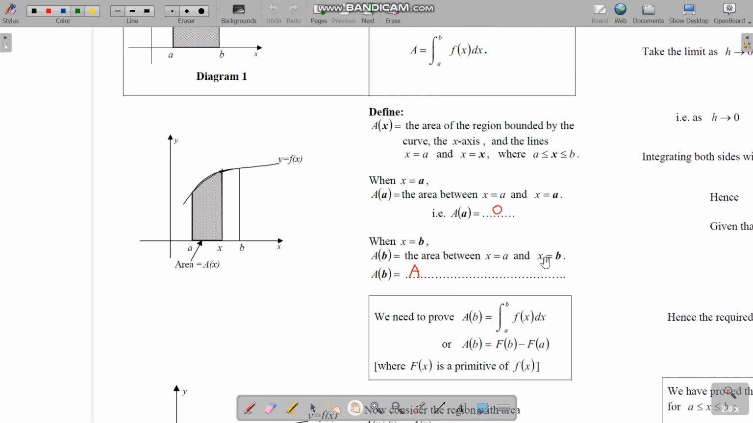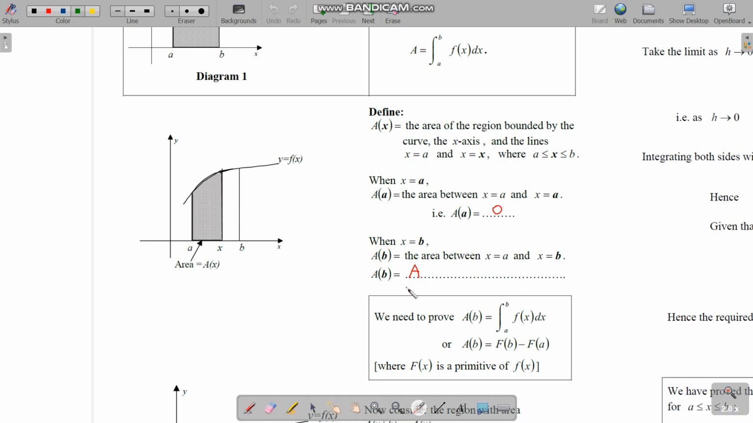So we start by defining A of x, which is the area bounded by x equals a and x equals some variable between a and b. So this is the A of x, which depends on the value of x here. When this variable x is a, we get nothing because it's just from a to a, which is 0. But when x is b, we get the area we're trying to find, the integral from a to b. So this is just A.